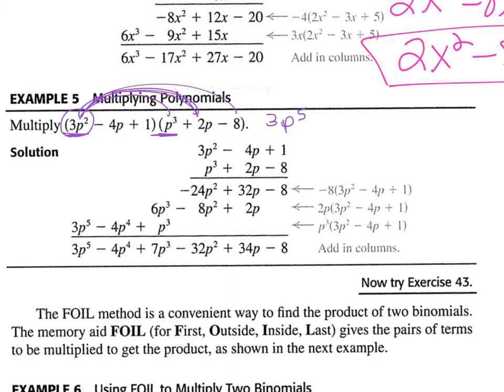3p times 3p squared times 2p would be a positive 6p to the 2nd, p to the 1st would be p to the 3rd. And then the last here would be 3p squared times -8, -24p squared. Then I'm going to multiply the second term times each of the ones in the second. So negative 4p times p to the third would be a negative 4p to the fourth.